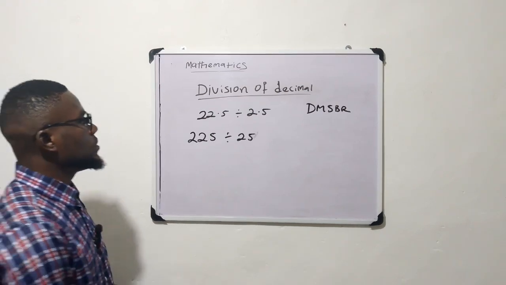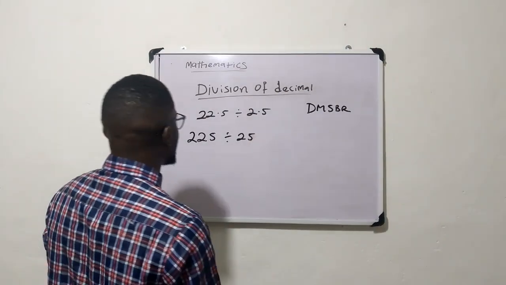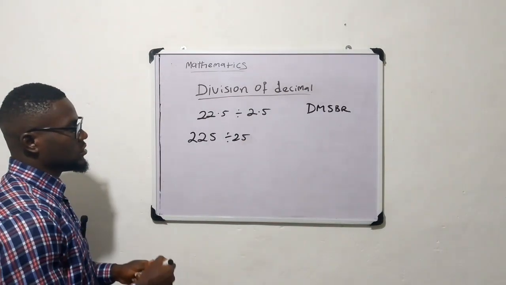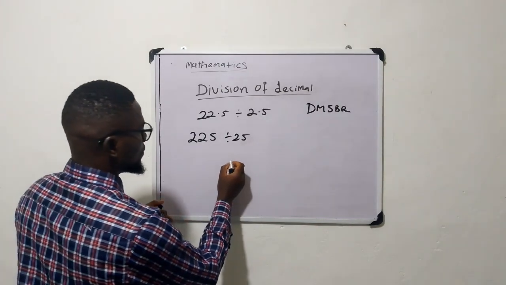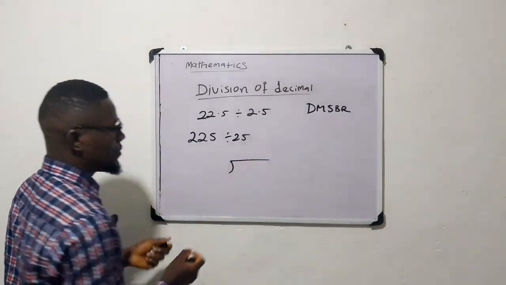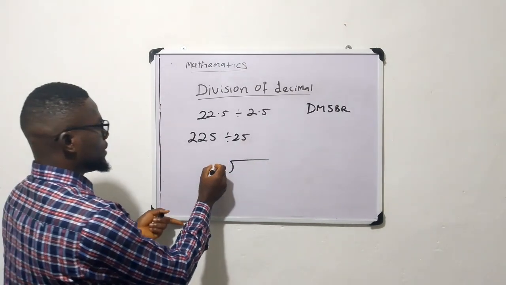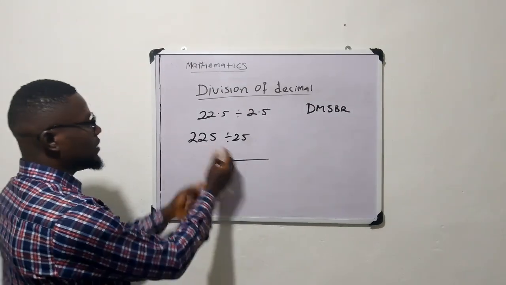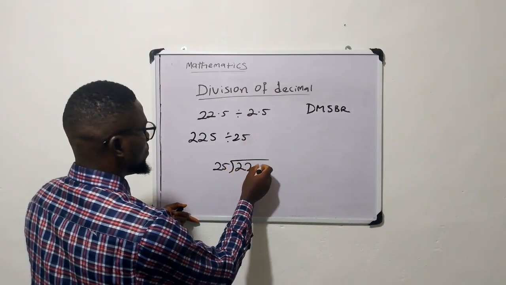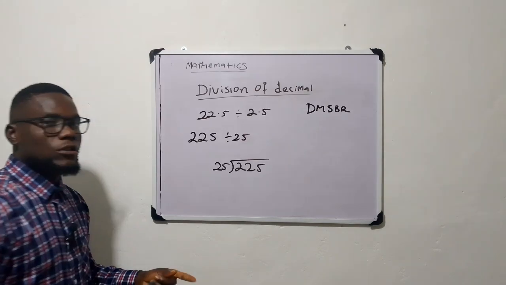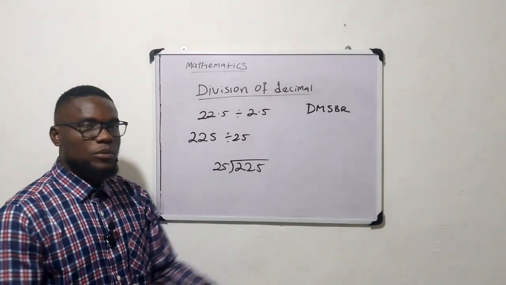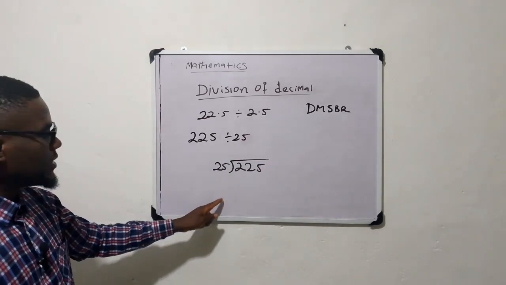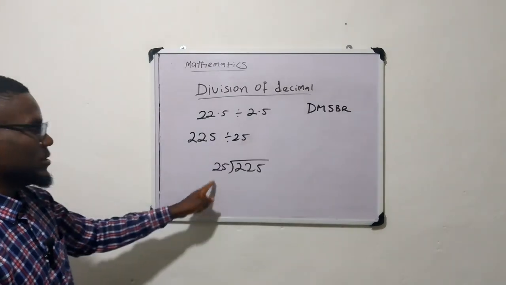Now this is our question. Now we introduce a long division symbol: the divisor part outside, dividend inside. So what are you going to do? That's why I say you must write out these steps to help you. Now we're going to divide 225 by 25.